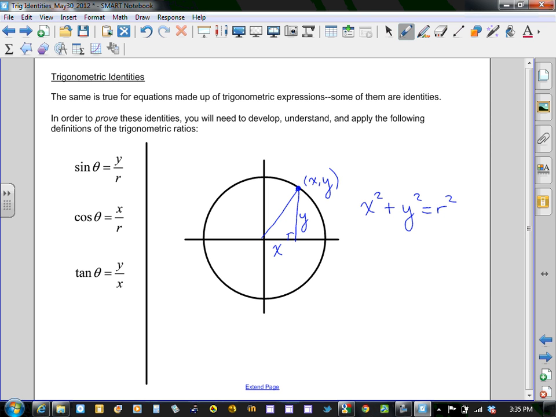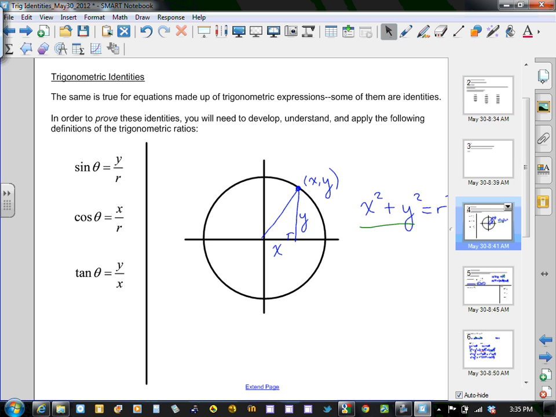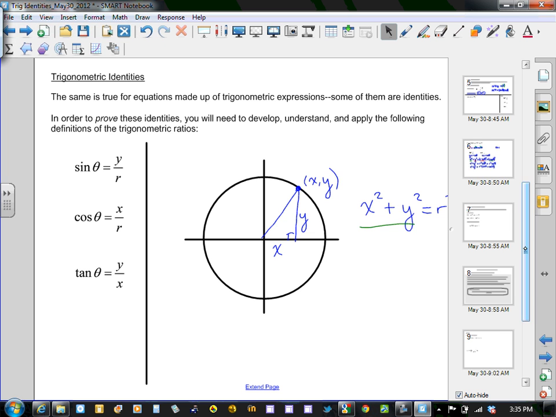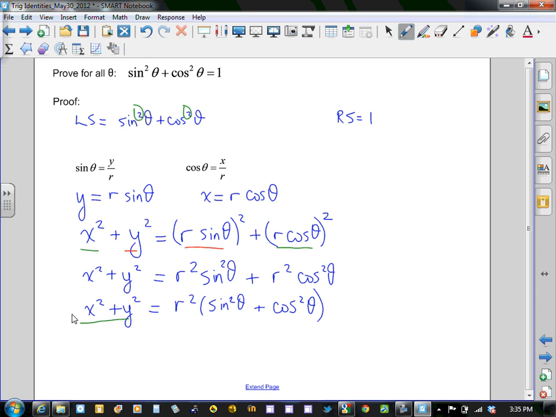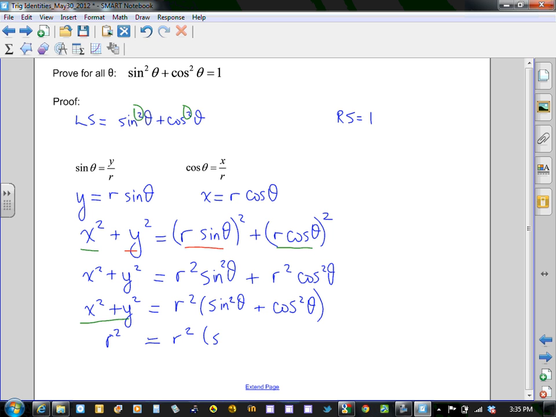So think about where we've seen this before. In our current proof, we have that very same expression. Okay? So what that means is that we can now substitute the value of r squared into that because of the Pythagorean relationship. We'll set that equal to the right-hand side.